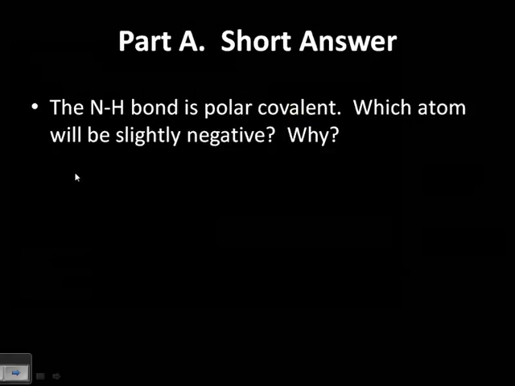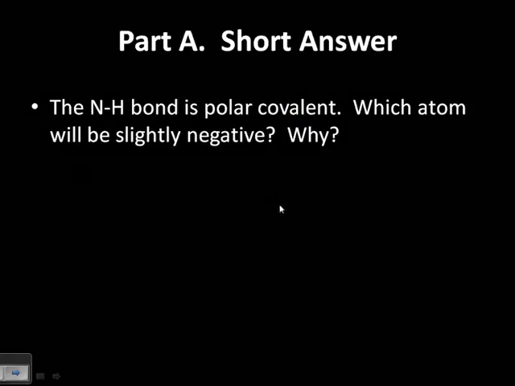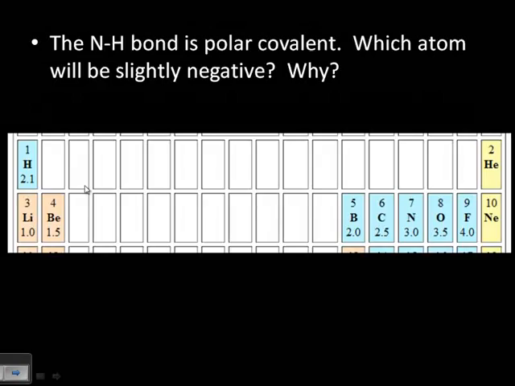Okay, the N-H bond is polar covalent. Which atom will be slightly negative and why? If we take a look at the table of electronegativities, we see hydrogen has an electronegativity of 2.1, nitrogen has an electronegativity of 3.0, which means nitrogen's more electronegative, which means it pulls the electrons closer to itself, which is going to make it more negative.